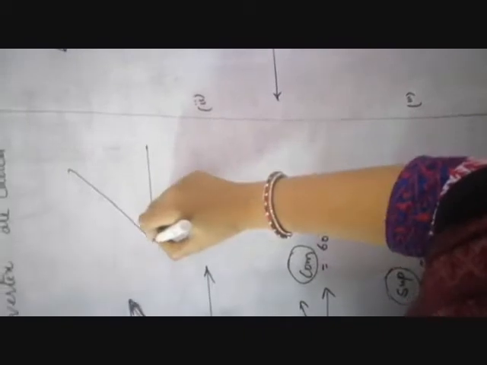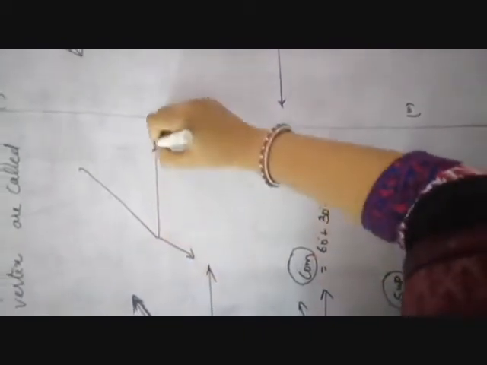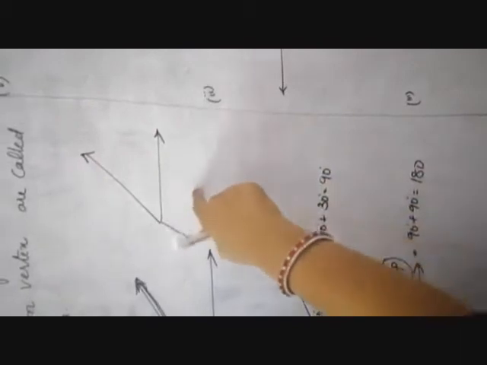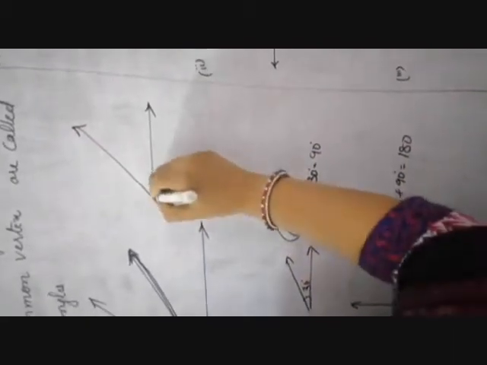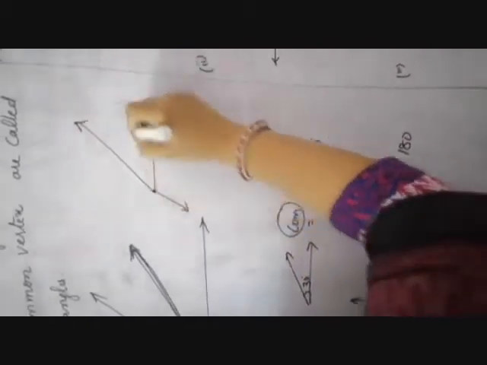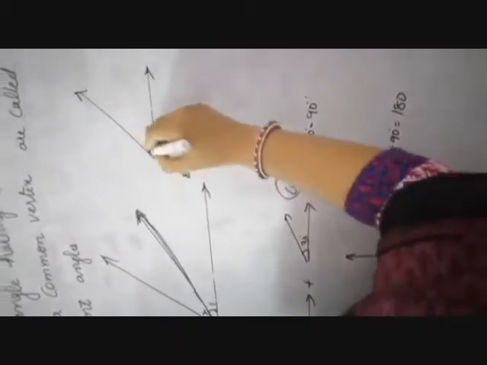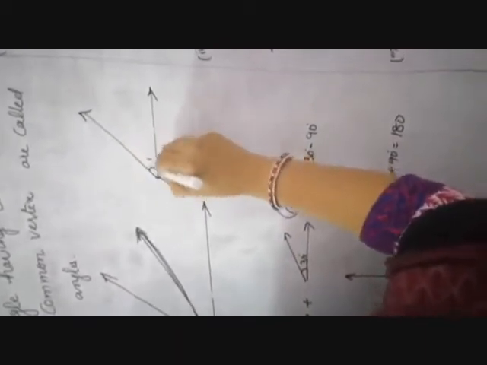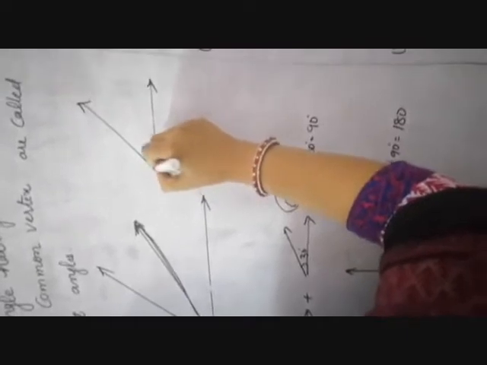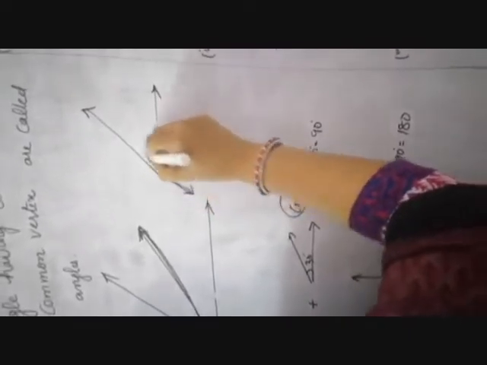If I am drawing like this, somewhere here, are these adjacent angles? No, it is not adjacent because they have a common vertex, but they don't have a common arm. The arm is going to the side, isn't it? So adjacent angles are nothing but angles which have a common vertex and a common arm.